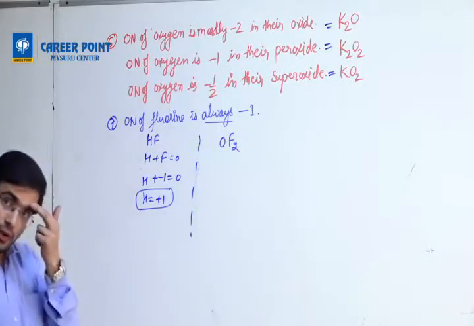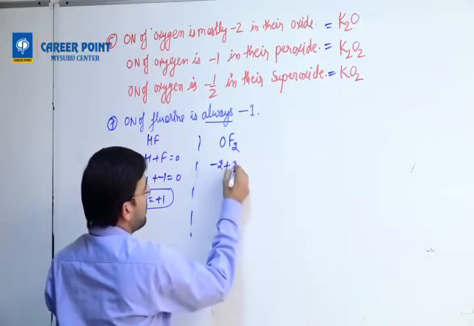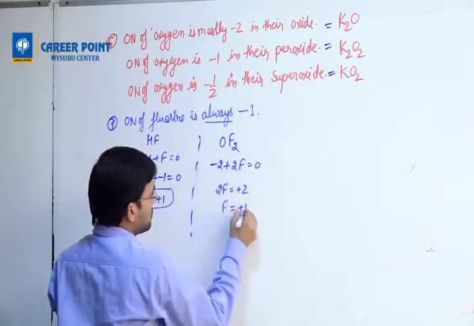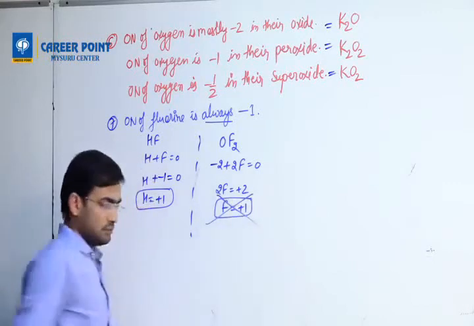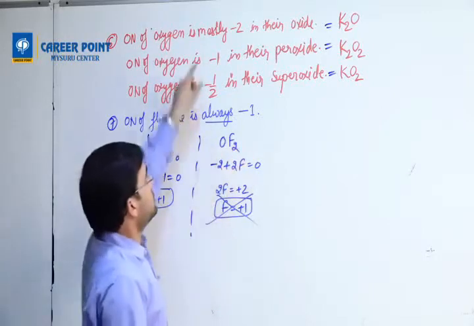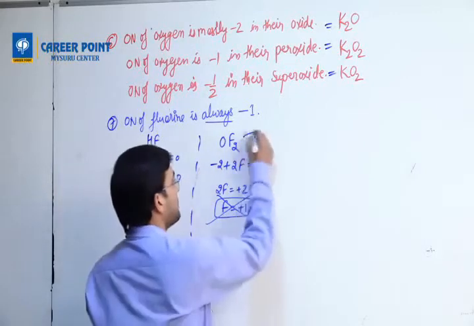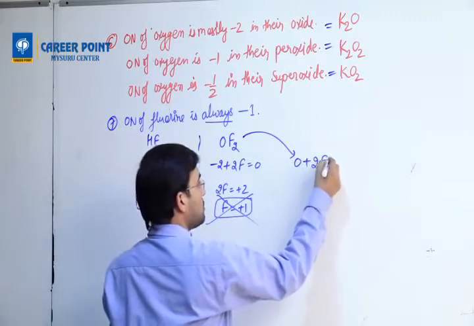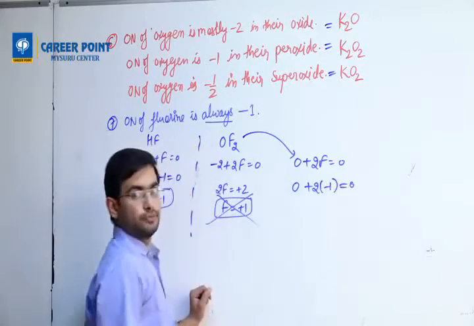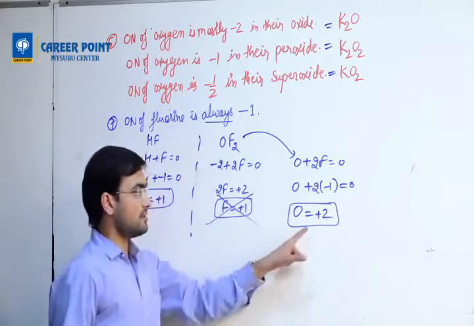The same way you can do for this also. OF2. If you write for oxygen, -2, so -2 plus 2F equals 0, 2F equals +2, F equals +1. Which is incorrect. Okay, so why did you make a mistake? Because you are certain about fluorine. Oxygen you are not certain which one it is. But fluorine you are certain, so you must have tried for fluorine like this. Oxygen plus 2F equals 0. Oxygen plus 2(-1) equals 0. Now oxygen equals +2. This is the correct answer.